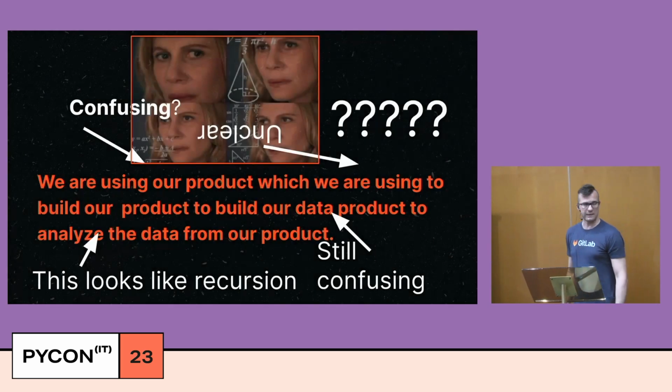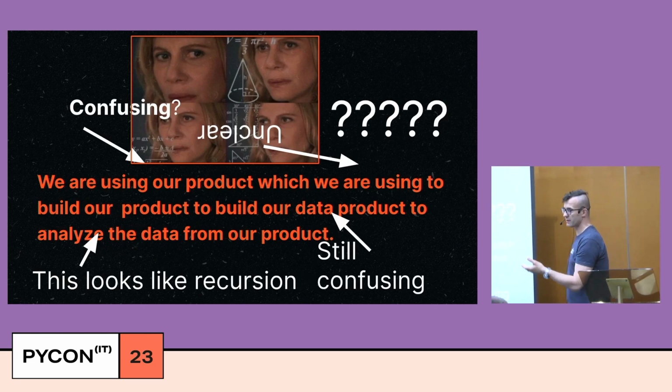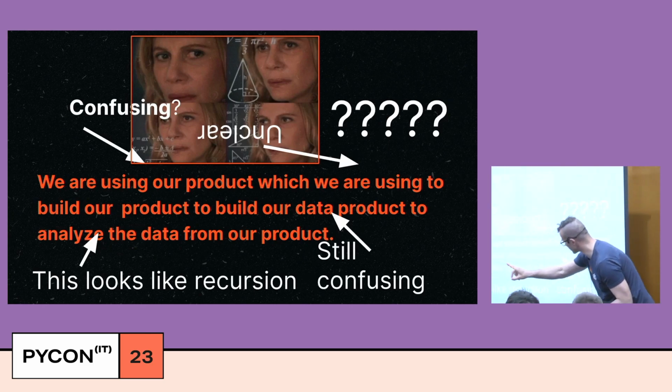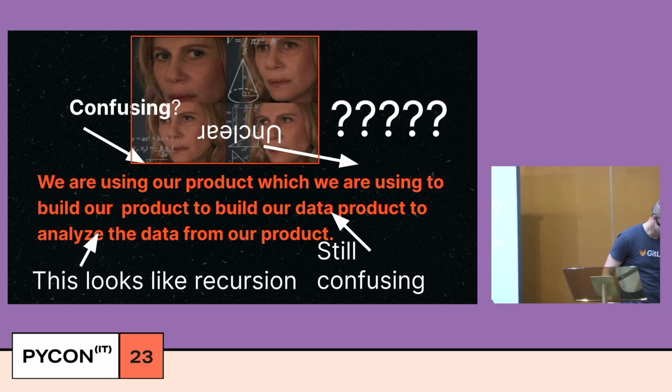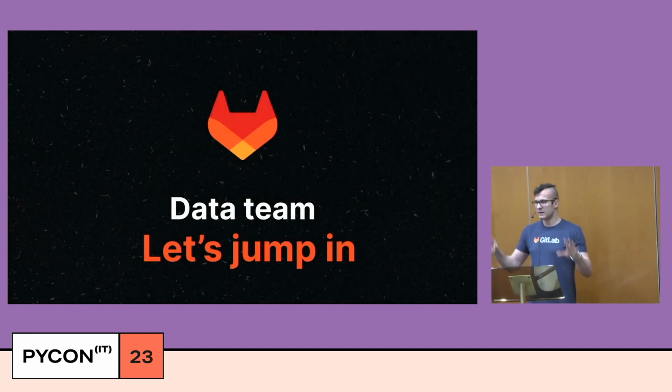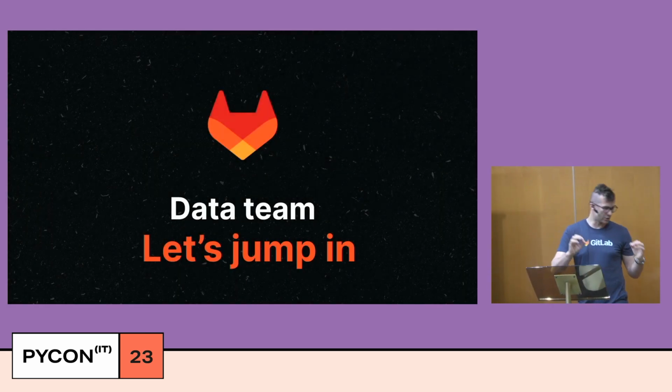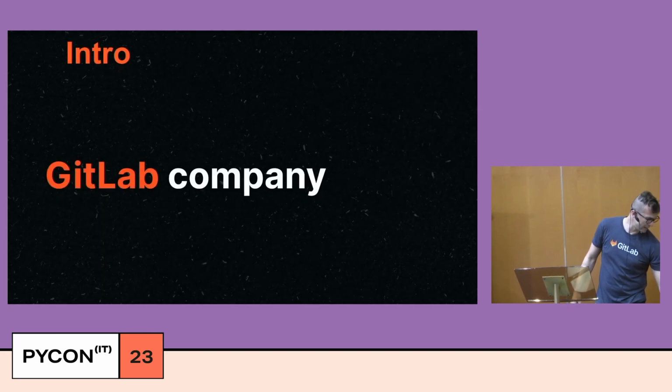And what's wrong with this sentence? It's very unclear, so confusing. I see recursion there, and still, you don't know what we are doing. But this is 100% true. Why and how? Let me show you. Data team in GitLab. Let's jump in and see what I have for you today.